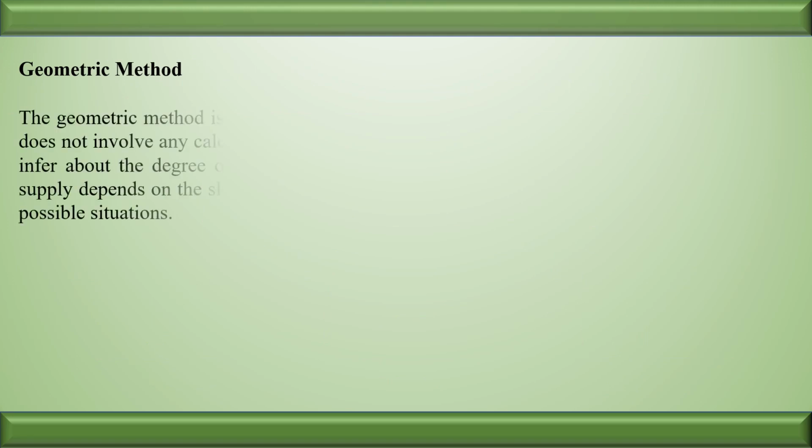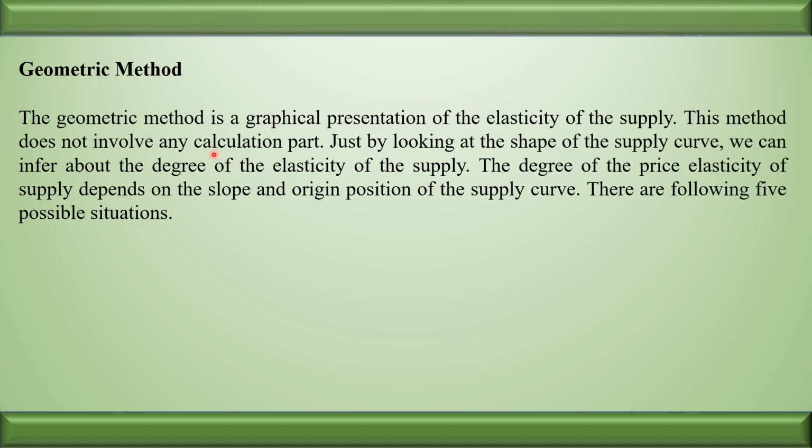Now let us see the second method, that is the geometric method. According to this method, it is a graphical presentation of elasticity of supply. This method does not involve any calculation part. Rather, by looking at the shape of the supply curve, one can determine the degree of elasticity of supply. According to this method, we have 5 types of elasticity of supply. Let us see one by one.